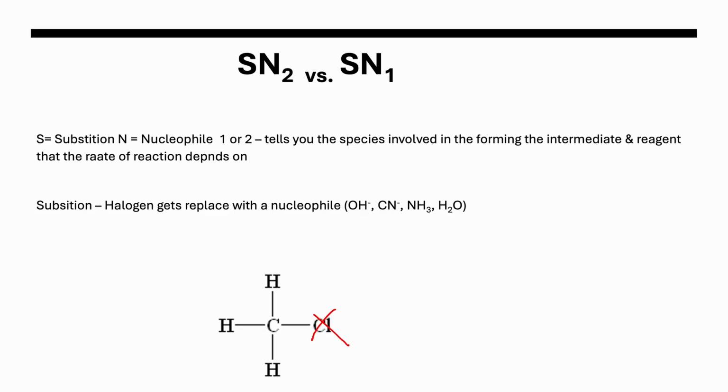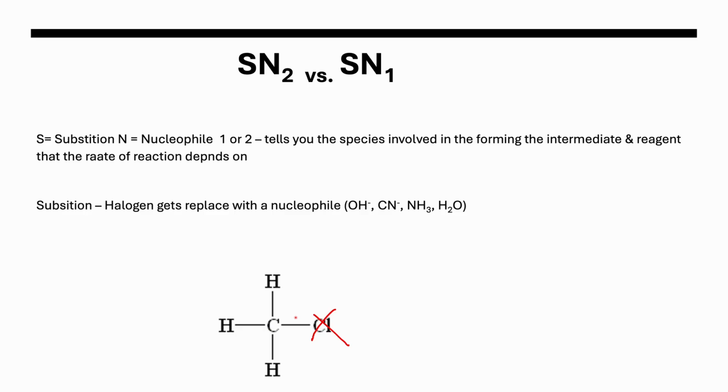But again, your nucleophiles are negatively charged or partially negative charged. They have lone pairs of electrons or just electrons available to donate to an electron deficient atom. S stands for substitution. You're substituting your halogen by your nucleophile. N stands for nucleophilic because we're undergoing nucleophilic substitution. The number, whether it's 1 or 2, tells us the amount of species that are involved in forming your intermediate. It also tells us the amount of reagents that are involved in the rate determining step.